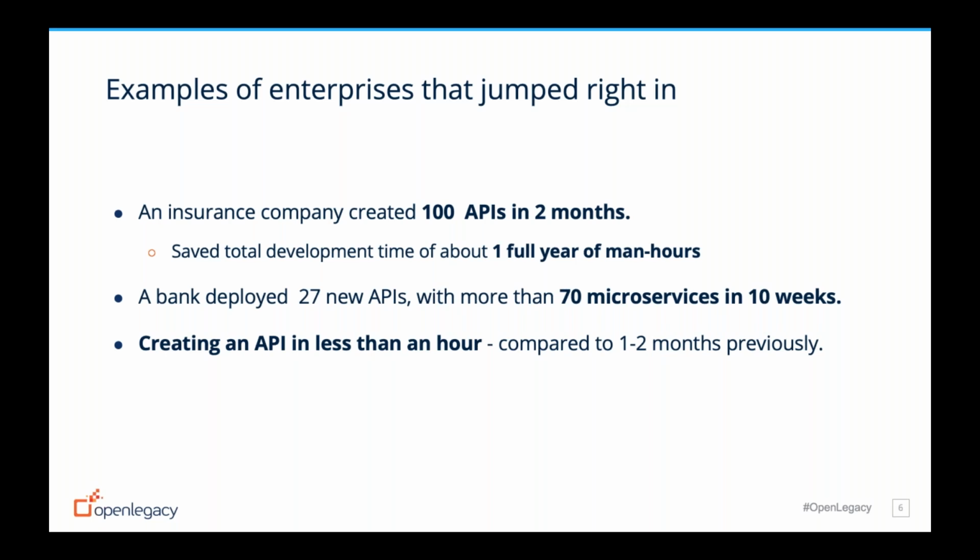Another example would be a bank that was able to deploy 27 APIs underlying that, or 70 microservices, in about 10 weeks, or creating an API in less than an hour, meaning the marginal API gets created very, very fast. These types of results really demonstrate that digital transformation is not necessarily a huge product with a huge project roadmap, but rather a continuous process where, if you do it right, you're able to increase the value as you go along.